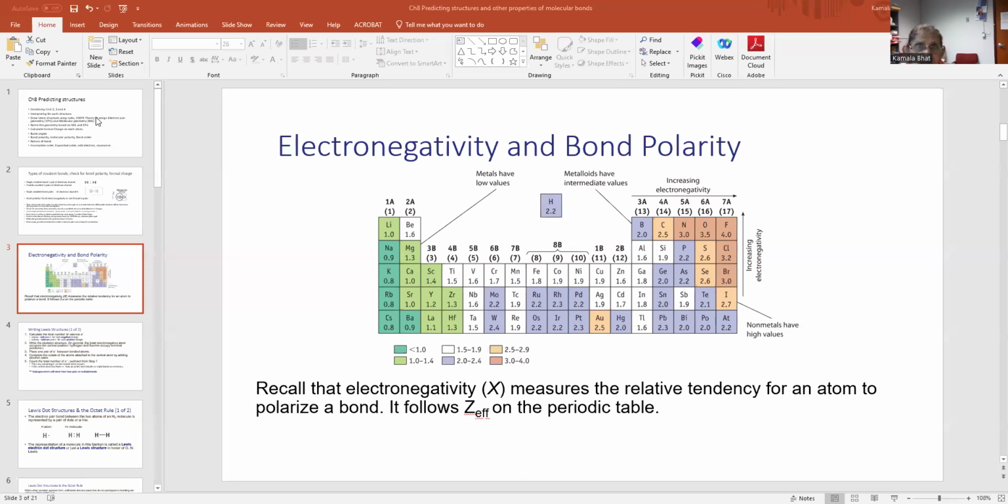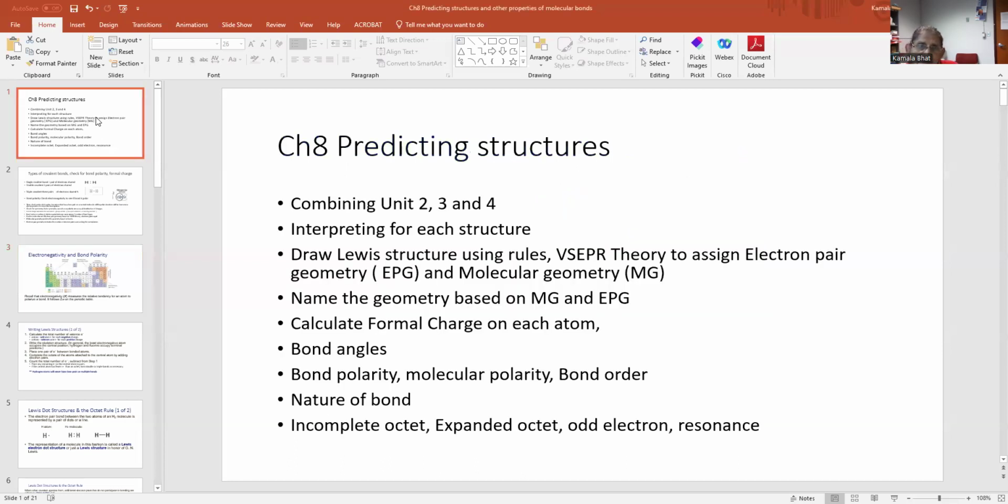Hello, I'm going to do a combination for Unit 3, 4, and 5 for Chapter 8, trying to put all of them together as one piece and then going on reviewing each section by itself. In order to do that, I'm going to share my PowerPoint with you. And then I'm going to start describing it.